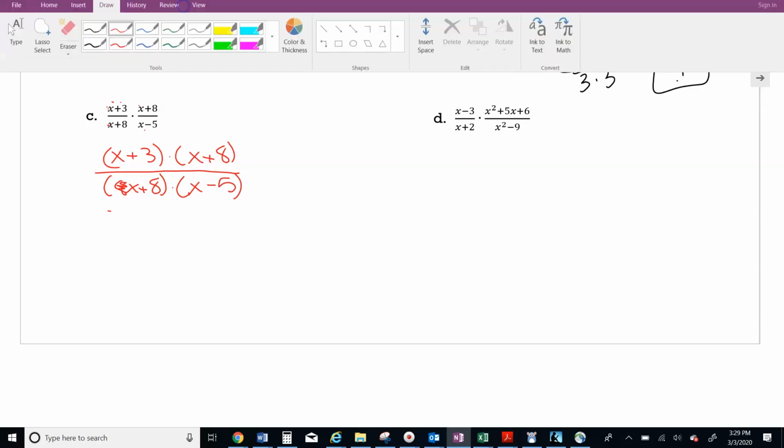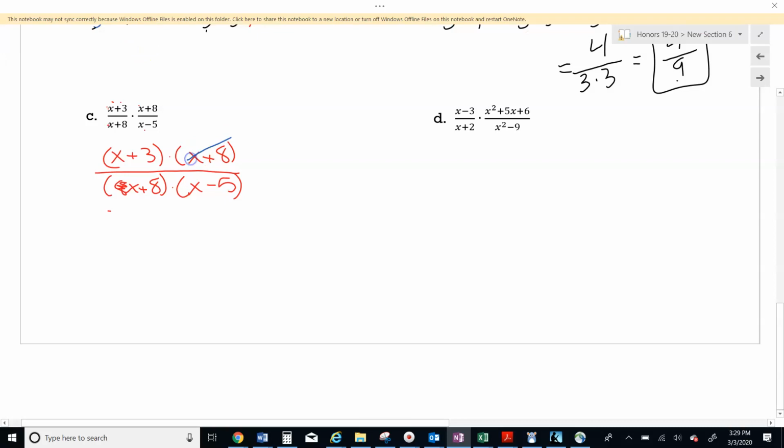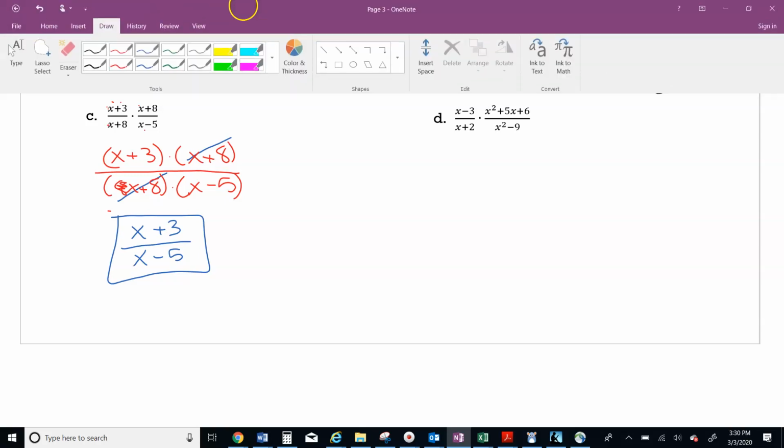I do have a common factor. My common factor is x plus 8. All I'm left with is x plus 3 over x minus 5. So nothing different there, okay? So like I said, a lot of our multiplication is the same as our simplifying.